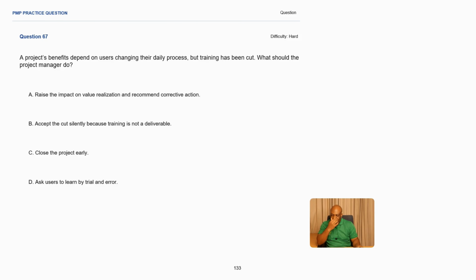Then the practice question number 67. A project's benefits depend on users changing their daily process, but training has been cut. What should the project manager do? Okay. So our problem statement here is project benefits depend on users changing their daily process, but training has been cut. So we don't have training here. It has been cut. This is what is coming out here, right? What should the project manager do?